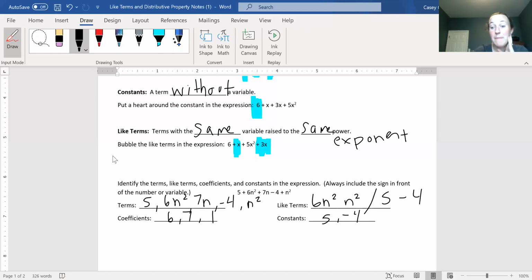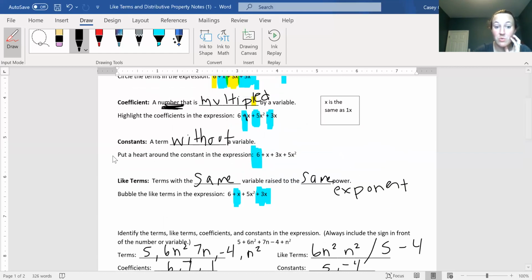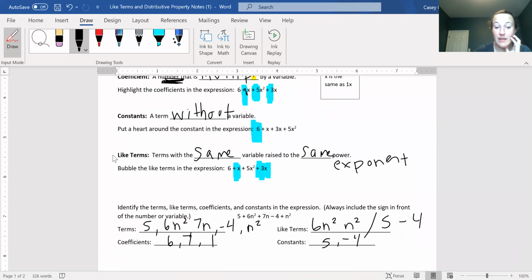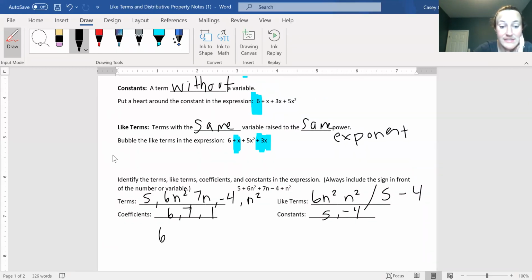Now, pay close attention. Notice I didn't write my variables down. We said that coefficient was just a number. If you have 6n squared, 7n, and n squared written down, those are all wrong. It should just be the numbers. I don't want the variable with it, so something to be careful of.